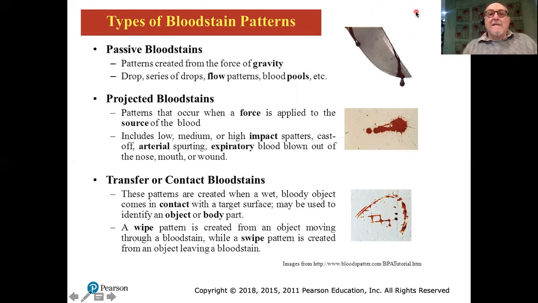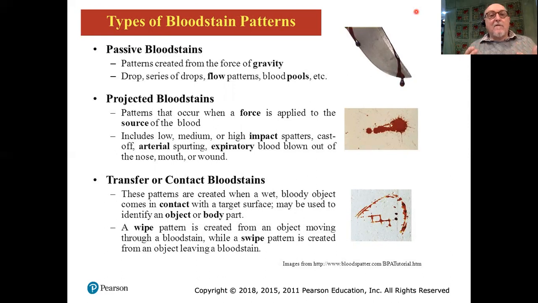The first are called passive blood stains, and these are blood stains which result from the action of gravity on a source of blood. So, for example, blood on a knife drips off and falls. That is a passive blood stain. So is blood which is flowing out of a victim and coming under the force of gravity.